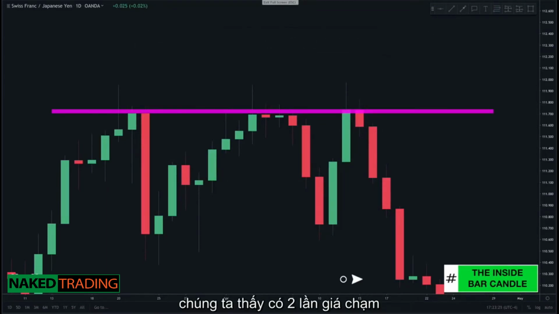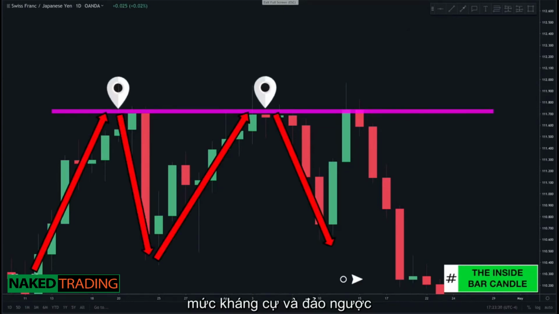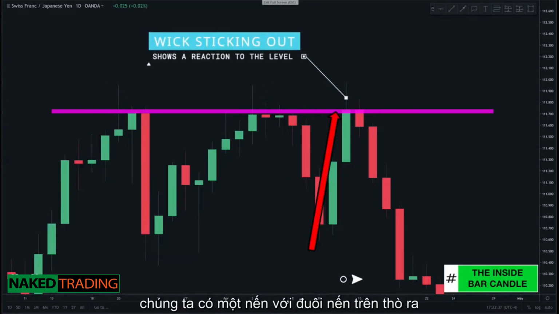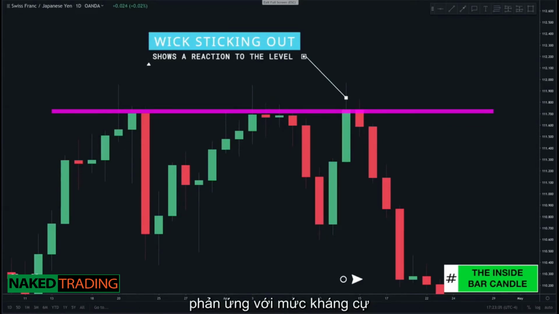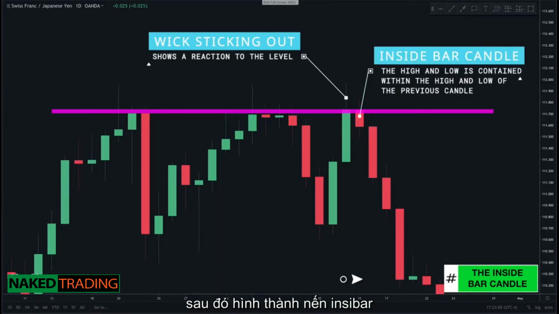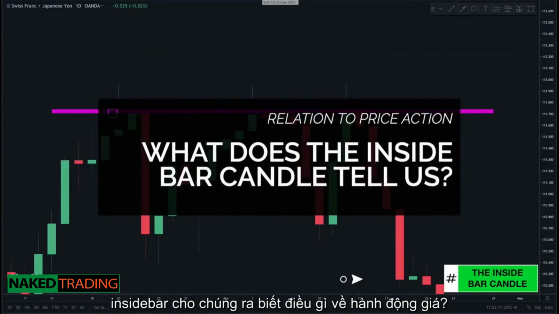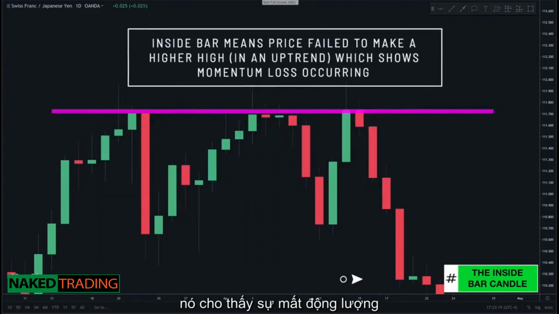Again, we look left, and on two different occasions, price came up, hit and reversed, giving us a good level of resistance. As price came back up to this level, we had a candle where the wick is sticking out, showing a reaction to the level, followed by this inside bar. Notice how this candle is smaller and is contained within the highs and the lows of the previous candle. So what does the inside bar tell us in terms of price action? It shows that there was momentum loss because price failed to make a higher high.